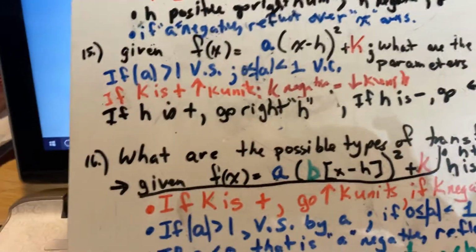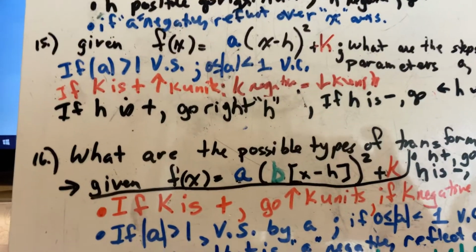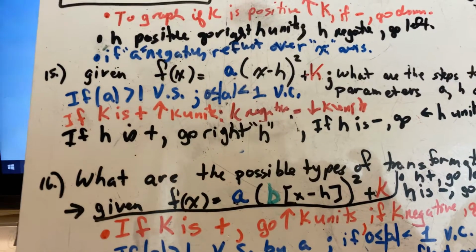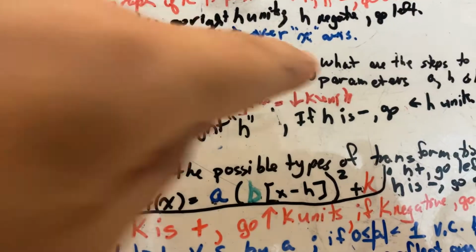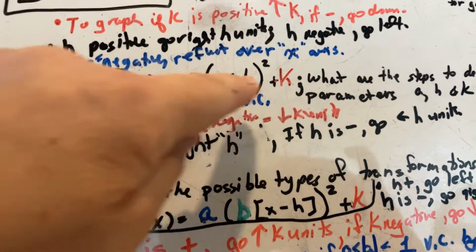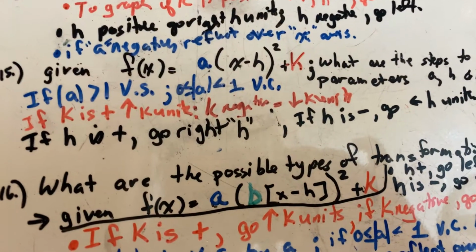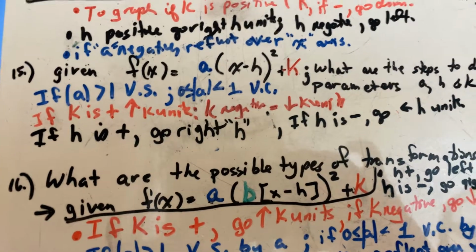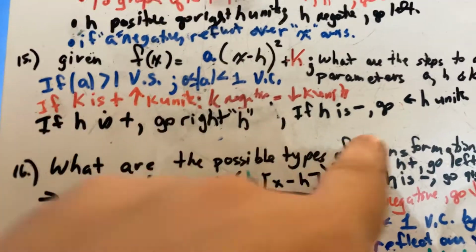If k is positive, you're going to go up by k units. If it's negative, you're going to go down by k units. And you're going to be able to determine that without even drawing it, just by looking, if you're given the vertex form, you'll be able to see the k right off the bat. If h is positive, we're going to go to the right h units. If h is negative, we're going to go to the left h units.